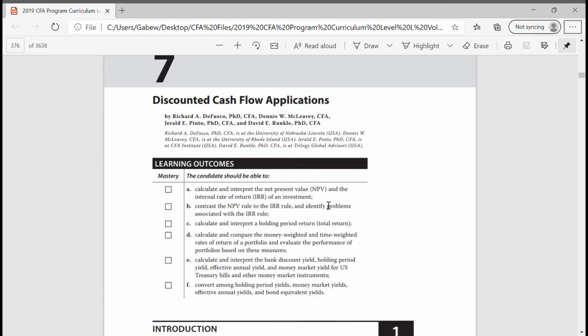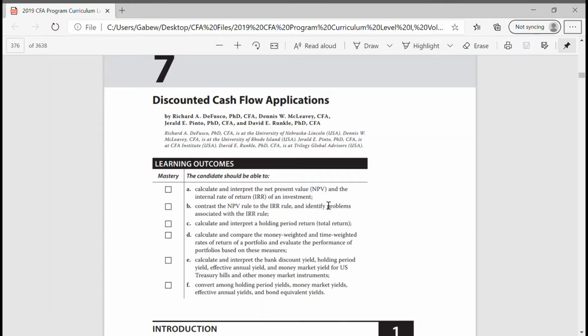Calculate and interpret the bank discount yield, holding period yield, effective annual yield, and money market yield for U.S. Treasury bills and other money market instruments. Convert among holding period yields, money market yields, effective annual yields, and bond equivalent yields.